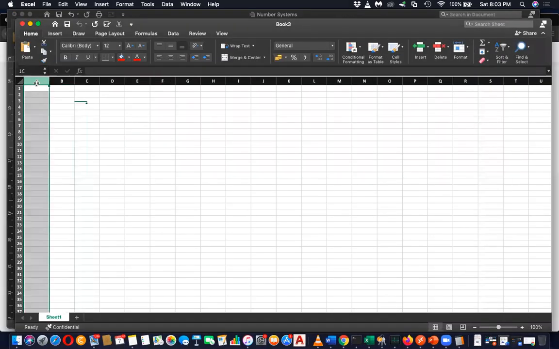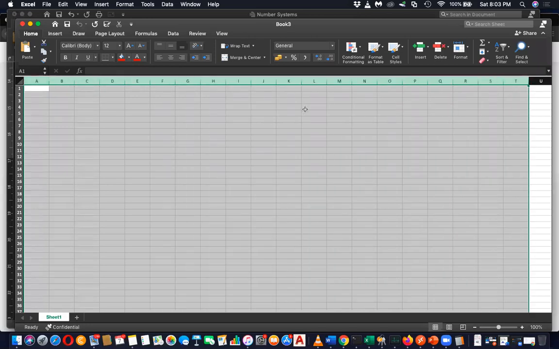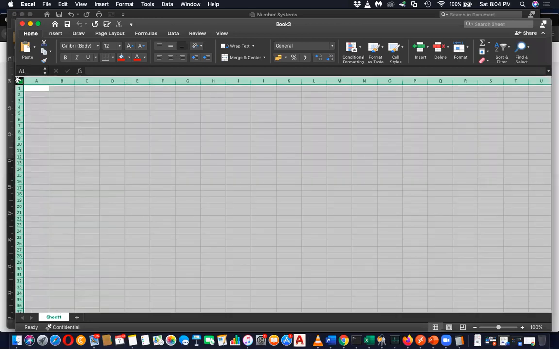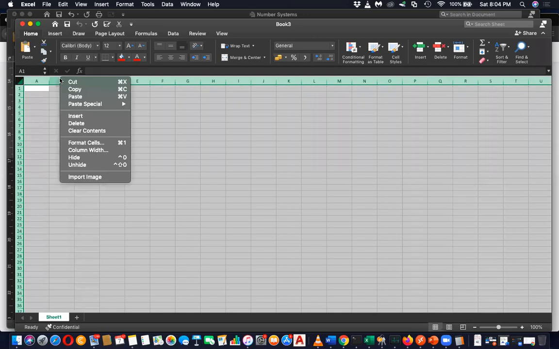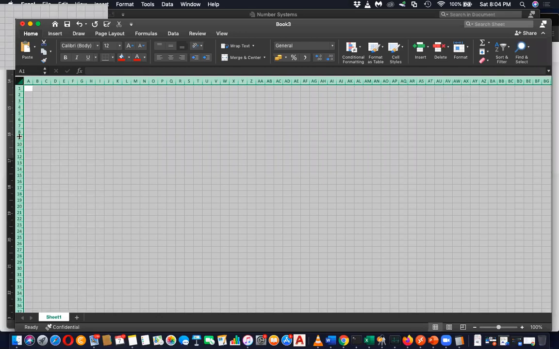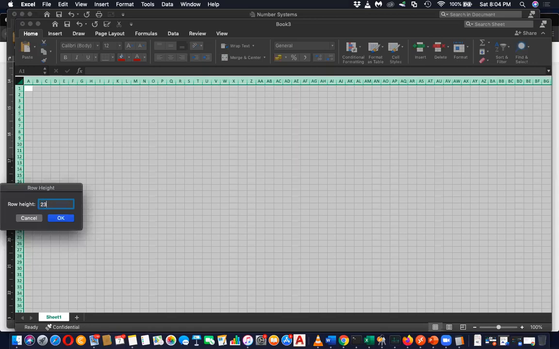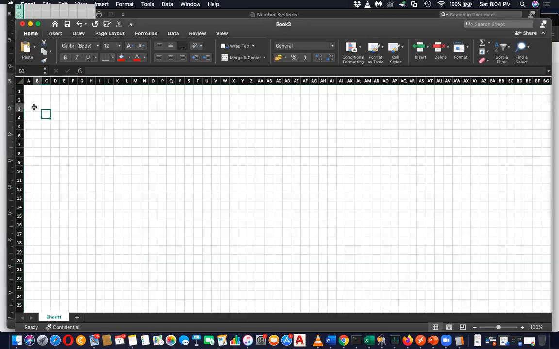You can use square ruled books, or you can use your ordinary book, but draw some squares. I'm going to draw some squares here. It's the easiest way. I'm going to change the column width to 3, then the row height to 23. Okay, now I have equal size cells.